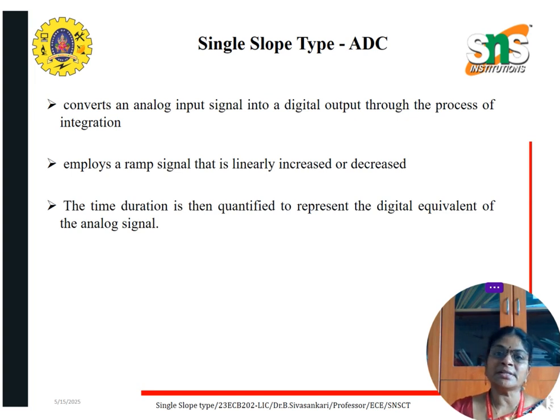But it is not like that in the direct type. In the direct type, the data are directly converted from analog to digital. But here we go for an integration process, and it employs a ramp signal which linearly increases or decreases. That means we have a single slope in this function. That is why it is named single slope ADC.